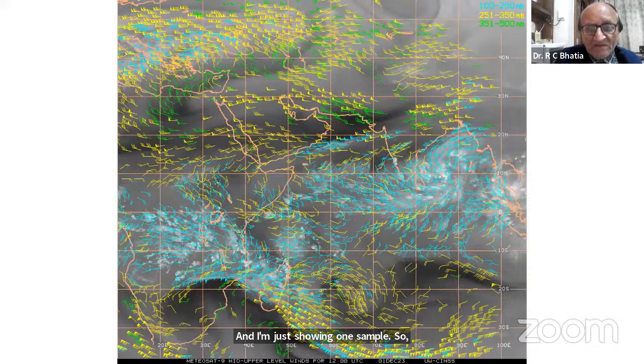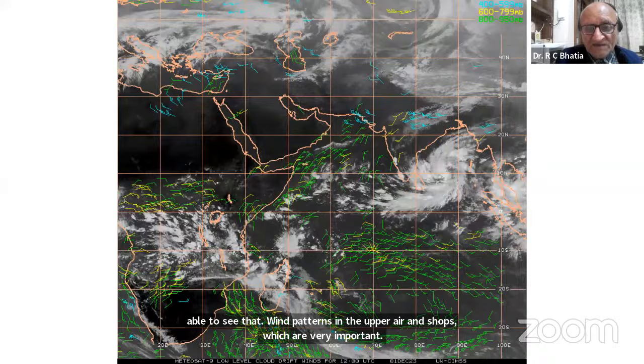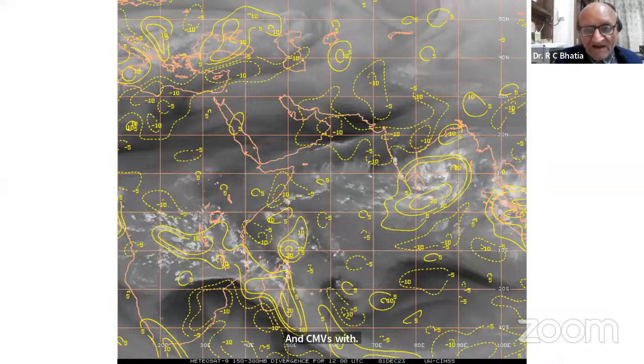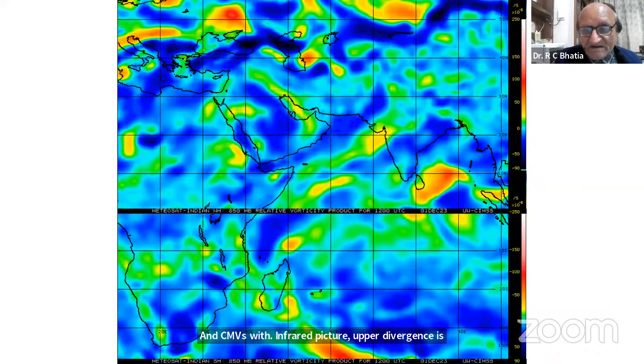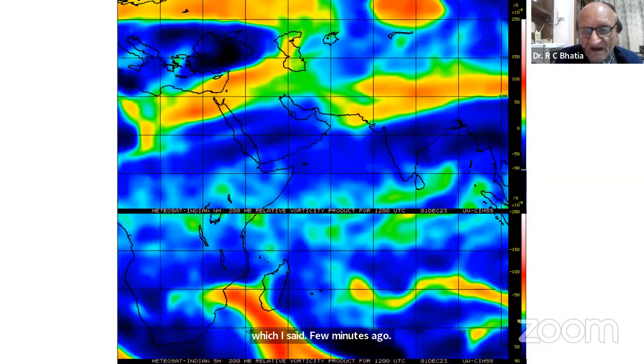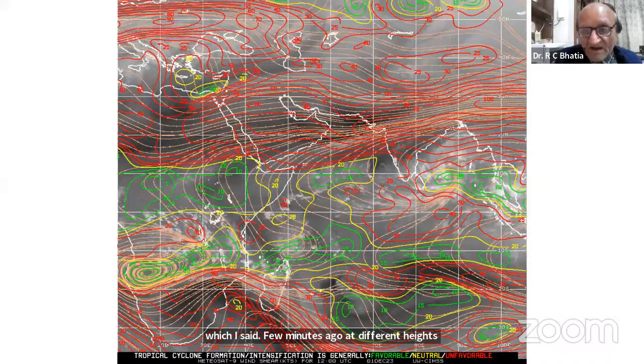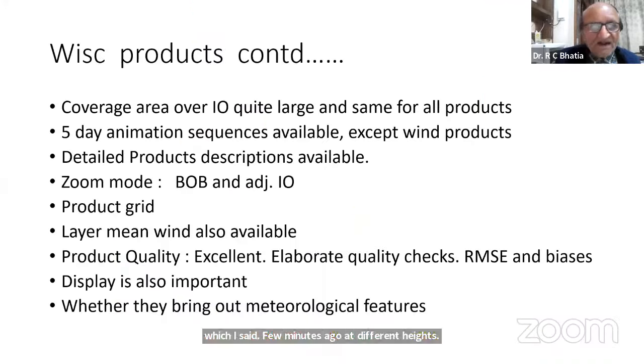So basically, you are able to see the wind patterns in the upper air and troughs, ridges, which are very important, and CMVs with infrared pictures, upper divergence, which is very important, convergence, vorticity at different levels. As you see, yesterday over the Bay of Bengal there was high vorticity because of the system, which I mentioned a few minutes ago, at different heights, wind shear, mid shear, and wind shear tendency.